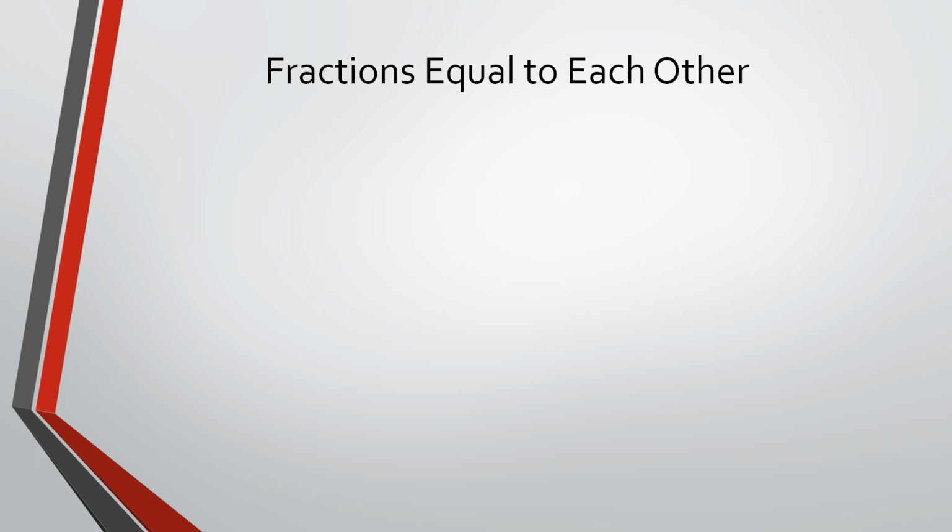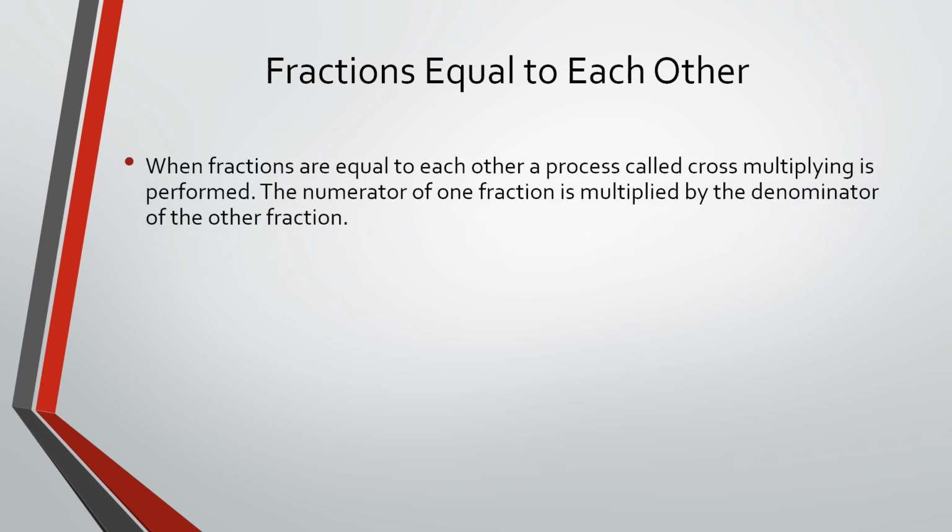But all the processes we already learned are going to be the same. So let's see how we work with that, okay? When fractions are equal to each other, a process called cross-multiplying is performed. The numerator of one fraction, so the top of one fraction, is going to be multiplied with the denominator of the other fraction, okay? And then it's going to be the same, okay? So the numerator of the other fraction is going to be multiplied by the denominator of the first fraction, you know? So let's see that in action.